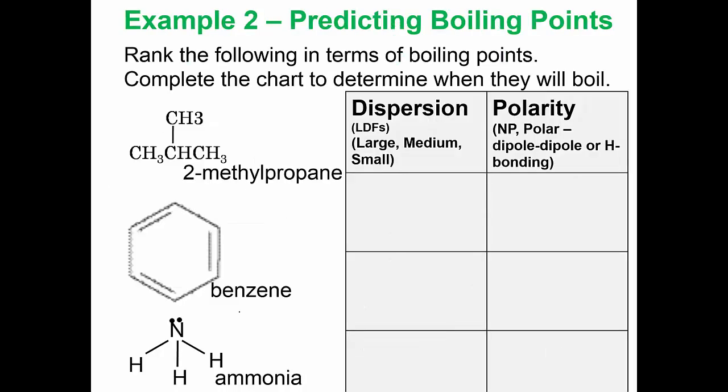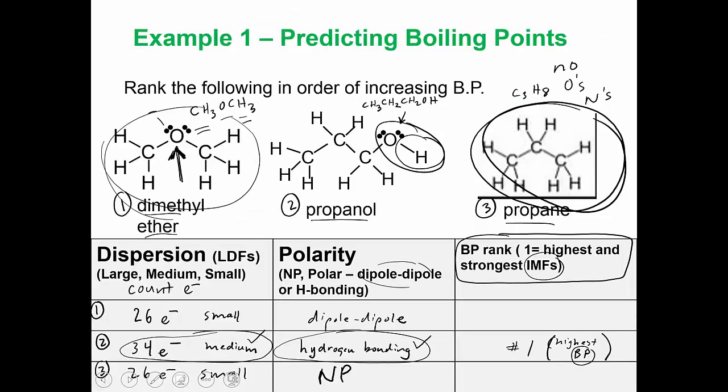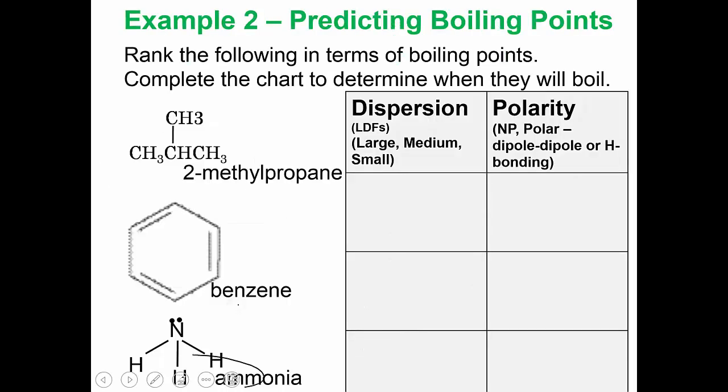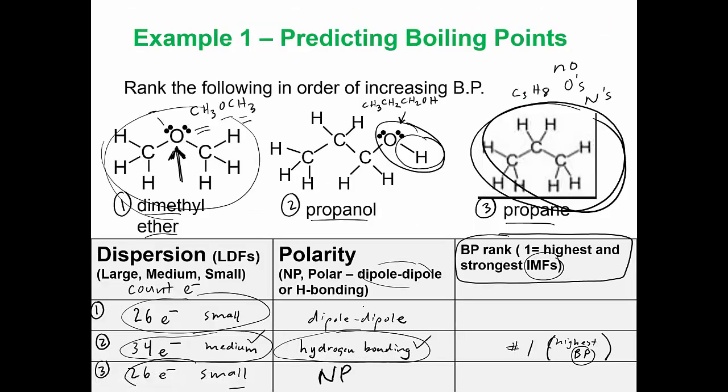Okay, next we compare molecule 1 and molecule 3. So this and this are actually a tie, but this is better than this. So molecule 2 would be the next highest boiling point, followed by molecule 3.